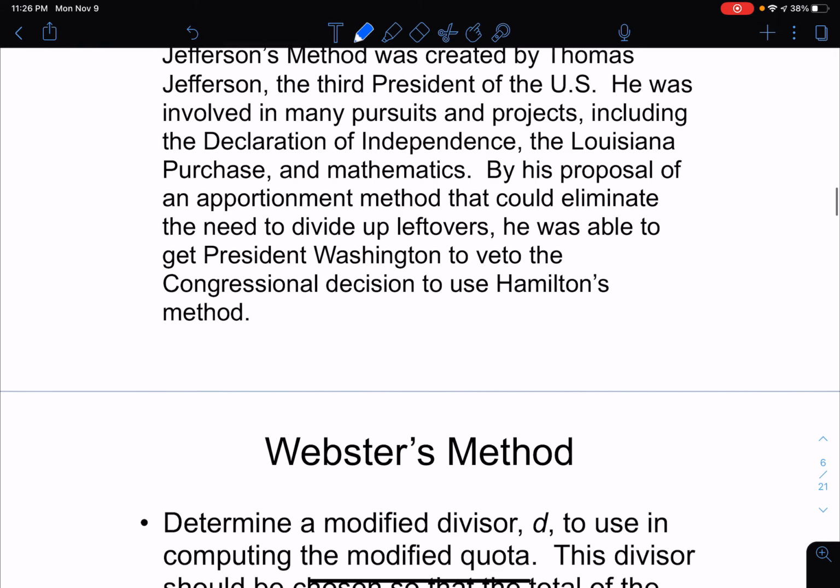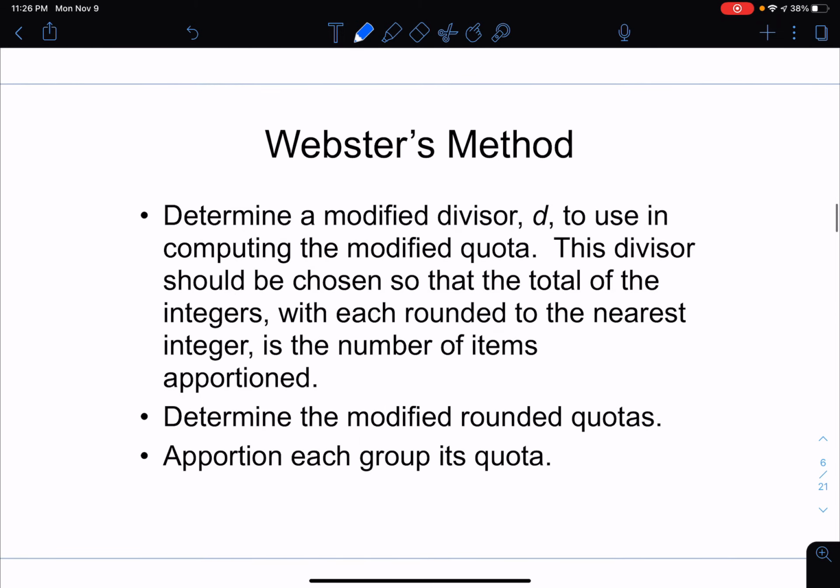Okay, next one, Webster's method. So Webster's method isn't drastically different. You're using a modified divisor, but you want to use the normal rules of rounding, round to the nearest integer, and that should be your number of items apportioned. So you're going to do a modified rounded quotas and then apportion the group what you get.